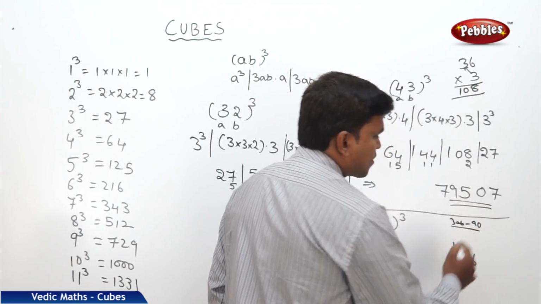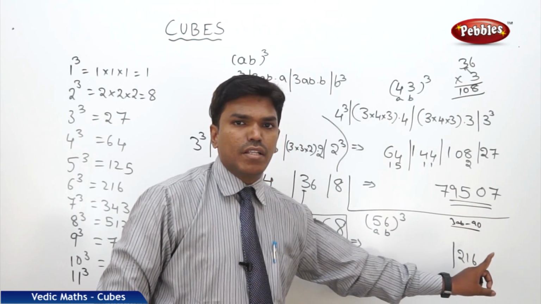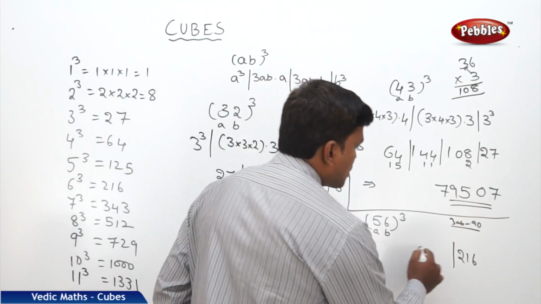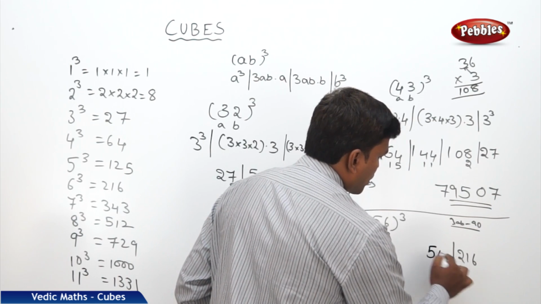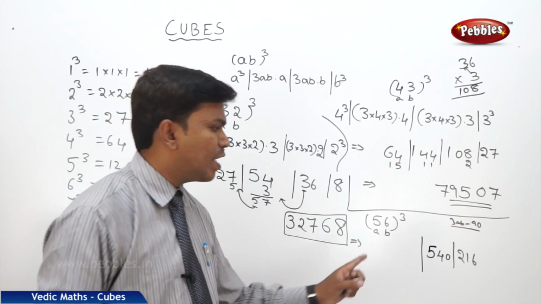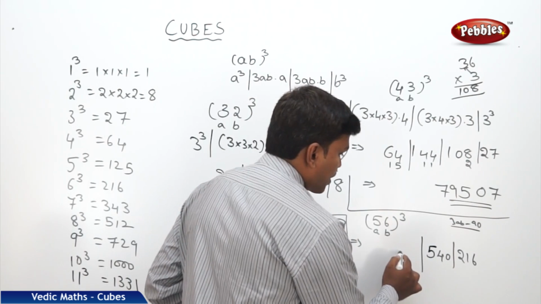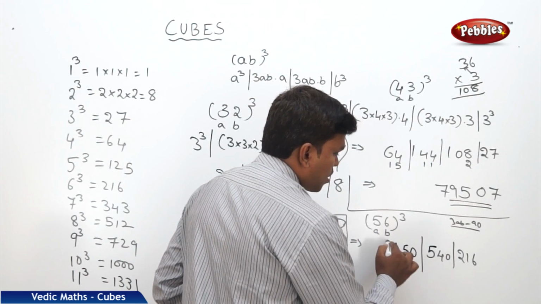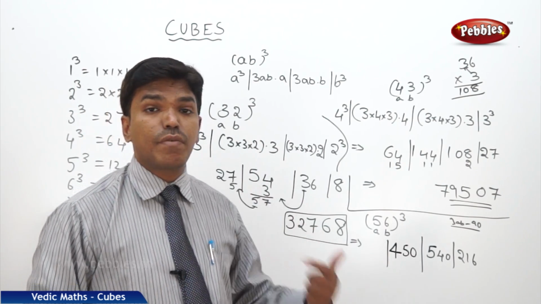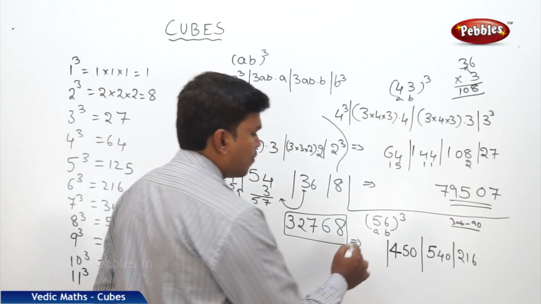I will write beside like this. 3AB is 90. Okay, now 3AB into B, the second step from the right side. 90 into 6. So 90 into 6 is how much? 540. Okay, next 3AB I already know. So 3AB into A, that is 90 into 5. 90 into 5 is how much? 450. Next, what is the last step from the right? Or first step from the left? A cube. What is A cube? A means 5. So 5 cube is 125.